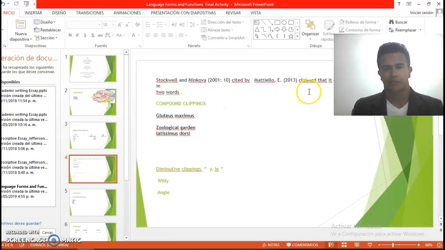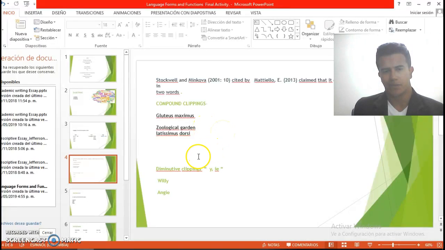These two researchers arrive at the conclusion that there are compound clippings, and we employ them when we are talking about maybe technical names, such as in the words gluteus maximus or latissimus dorsi, that are words which stem from Latin. Gluteus maximus stands for glutes. Latissimus dorsi, that are the muscles at the back, stands for lats. Zoological garden represents zoo.